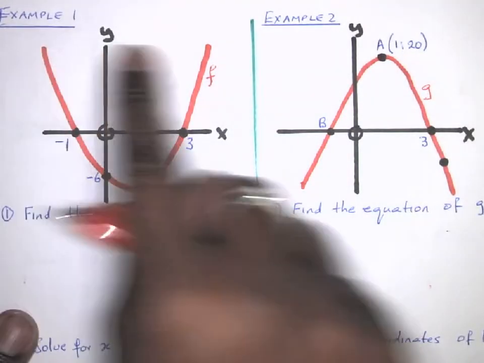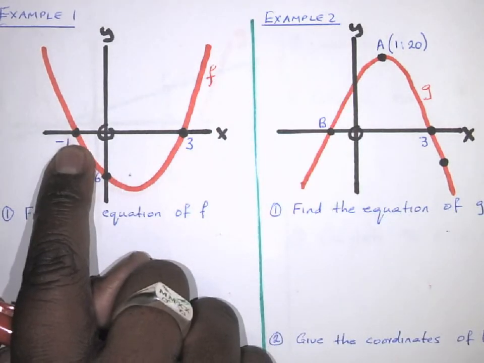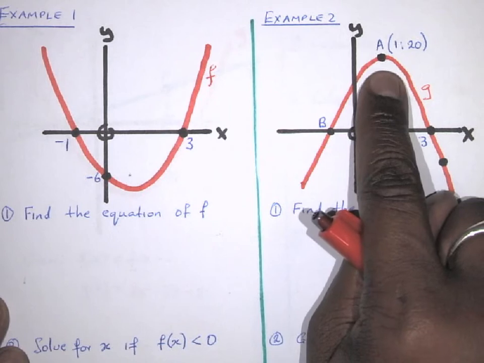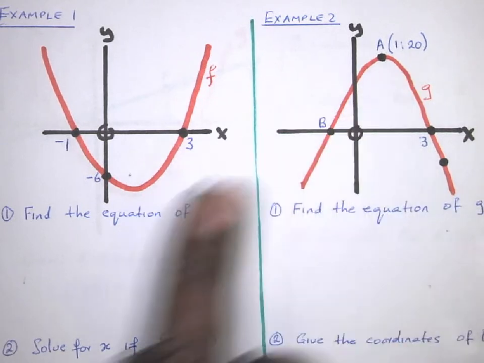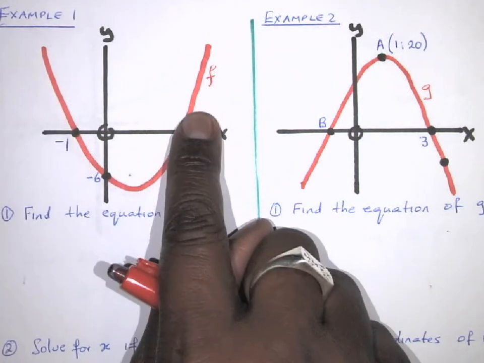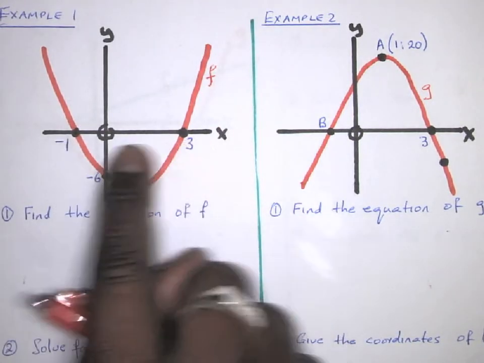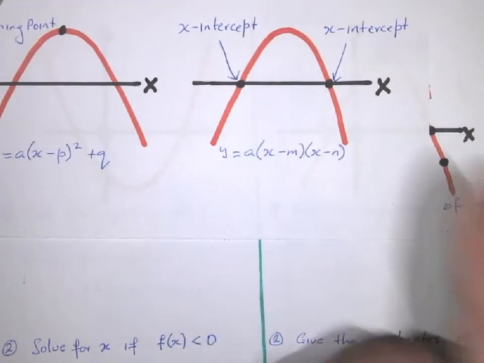Here's example 1 and example 2. In this case, I'm giving the x-intercepts. In this case, I'm giving the turning point. Now the question is, can we find the equation of this graph of f? Because it's got the x-intercepts, I would use the equation where I've got x-intercepts.